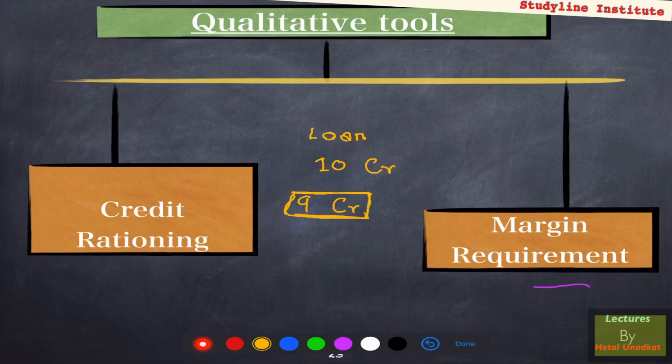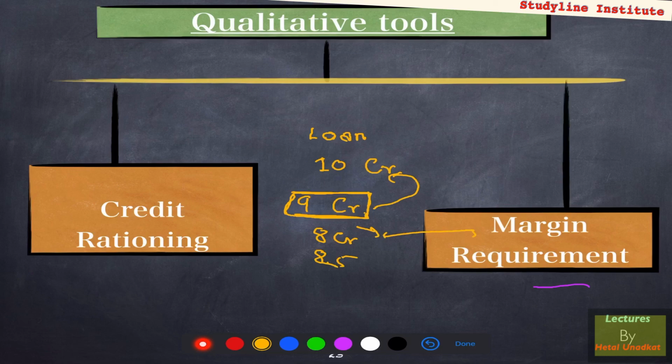So how much loan will we get? 10 crore? Obviously not. We are giving assets of 9 crore, we cannot get 10 crore. We will get 8 crore or maybe 8.5. So we will get less money. That is called the margin. This is called the margin requirement.